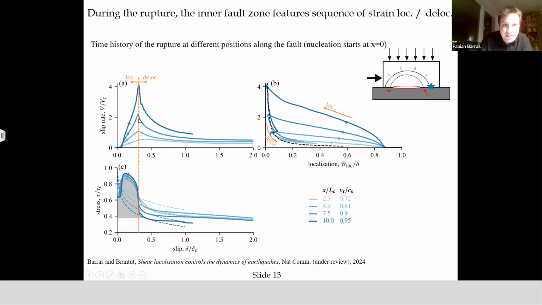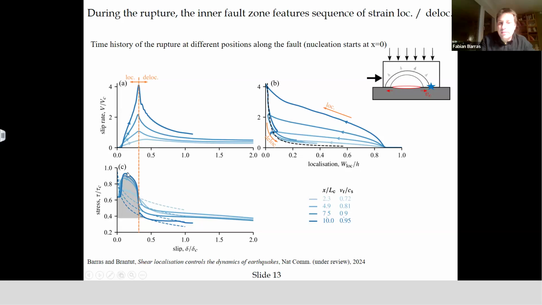What is also striking is that different regions along the fault reach peak velocity for the same amount of slip. So it's something that is really close to a critical slip weakening distance, because the peak velocity at different parts of the gouge is always observed for the same accumulated amount of slip. And if I look at the evolution of stress, that's what I show.